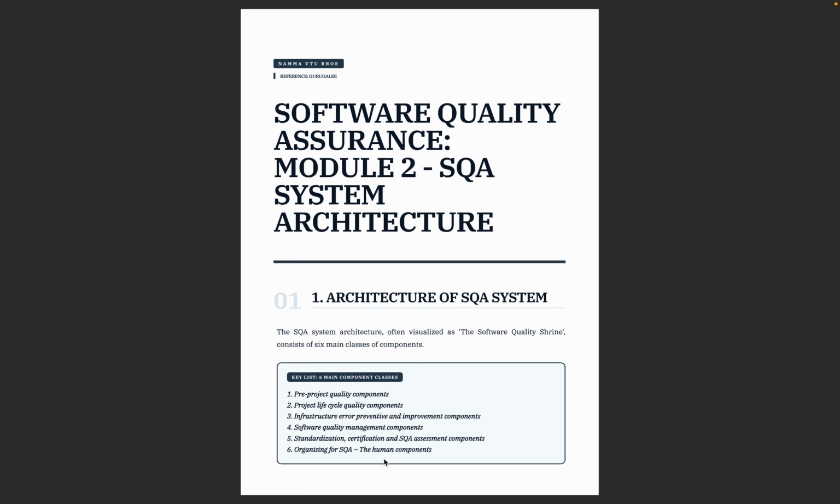And coming to sixth, organizing for SQA. These are the human components. Because remember one thing, quality is built by people, not by the documents. So this is why human components are also very required.